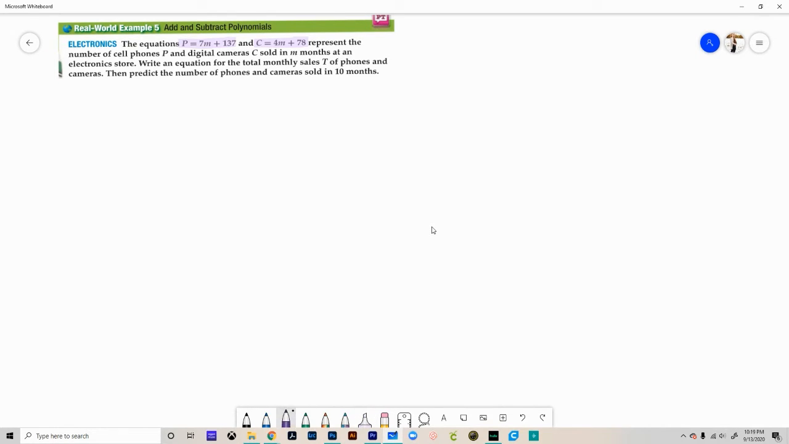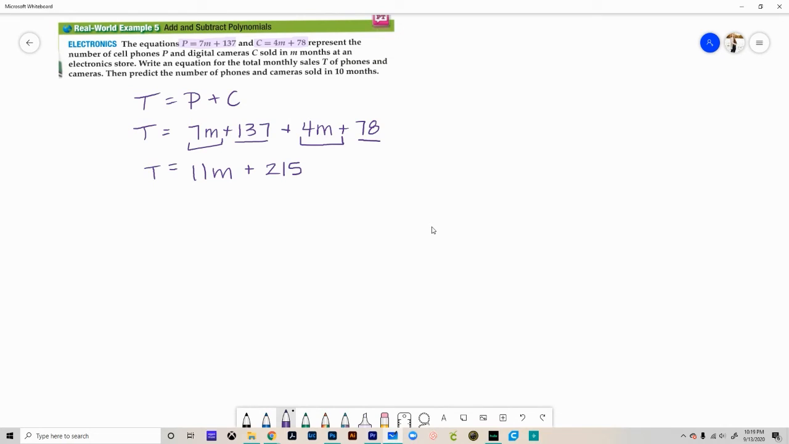So first of all, total monthly sales is going to be the number of phones plus cameras. So I'm going to substitute phones and cameras in there. So total is going to be 7m plus 137 plus 4m plus 78. And I'm going to combine like terms. So I've got this 7m and 4m, which is 11m. And then I've got 137 and 78, which is 215. So there's my total, part 1 of this question. We have 11m plus 215.